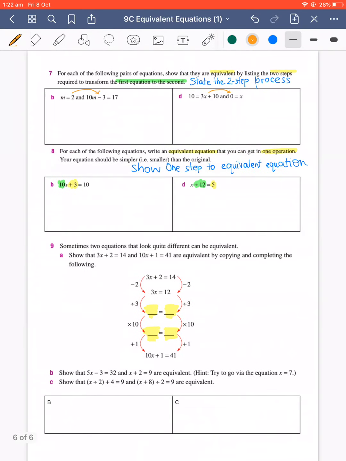Okay, we're nearly halfway there. Keep in mind, question 9 is an extension question. I'm not going to do just B and C, but have a go if you're up to that, and I'll show you a little bit about how that one works too.